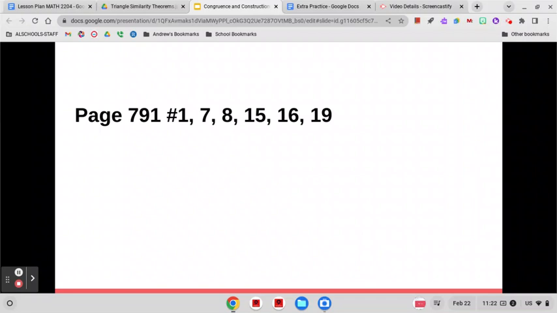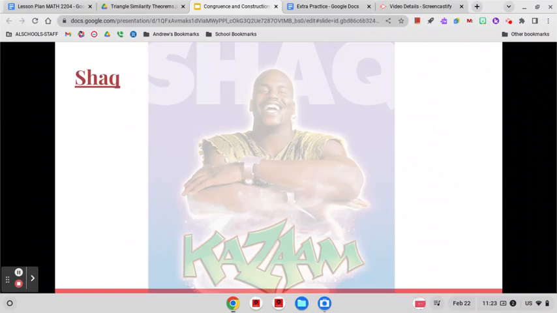I have some suggested problems. These are listed in D2L as well out of the book. You can probably search for similar triangle problems online too, but these are some good ones out of the textbook on page 791. We are not going to do this activity.